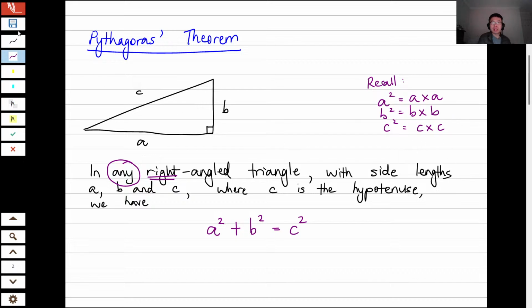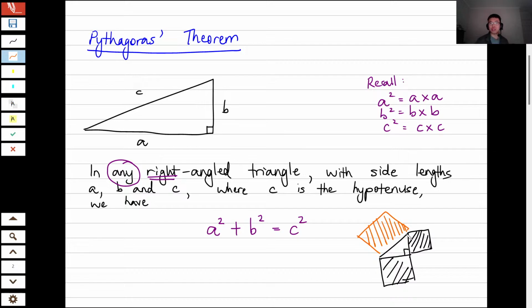So one way to think about this is, here's my triangle. If I make a square out of the smaller side lengths, then what should happen is if I add the two smaller squares, I should get the area of the bigger square.